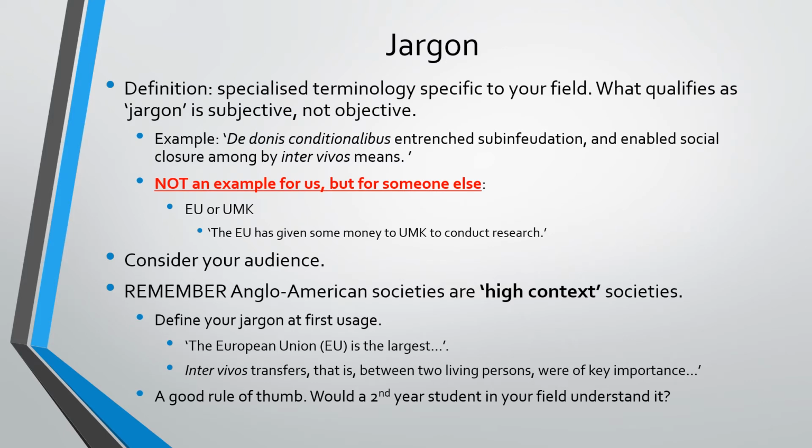As a medieval economic historian, I might say to you this sentence: de donis conditionalibus entrenched sub-infeudation and enabled social closure by inter vivos means. If you are not a medieval economic historian, and if you're not a British historian, then these terms, de donis conditionalibus, or inter vivos, or even social closure, if you're not familiar with sociology, will probably leave you thinking, I have no idea what that means.